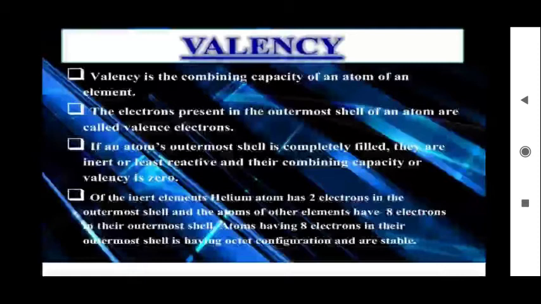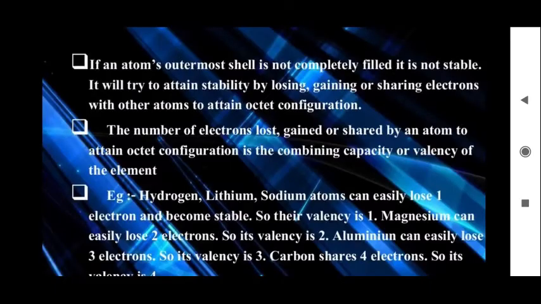Of the inert elements, the helium atom has 2 electrons in the outermost shell, and the other atoms have 8 electrons, like neon, argon, krypton. They are also inert gas elements which do not react with anything, but they have 8 electrons. Only helium has 2 electrons in it.